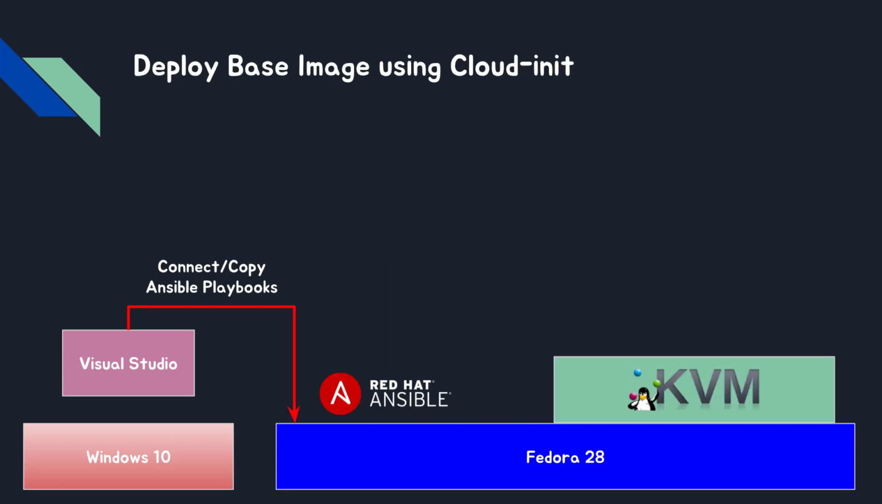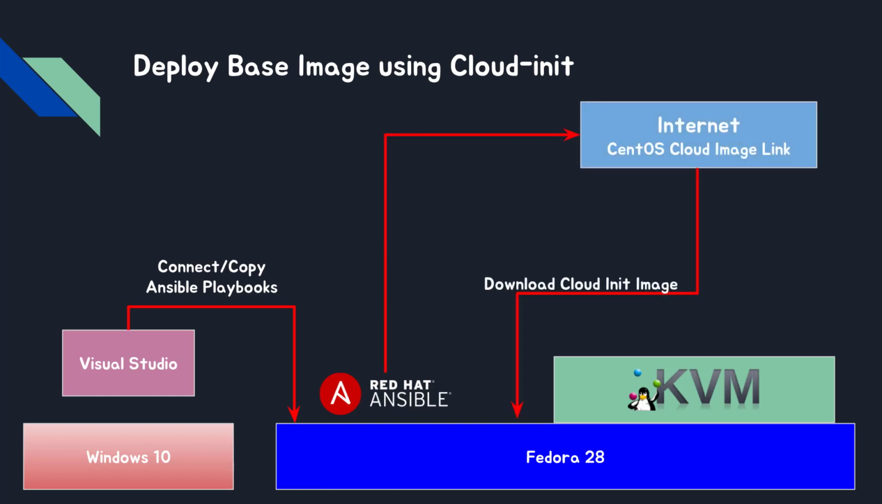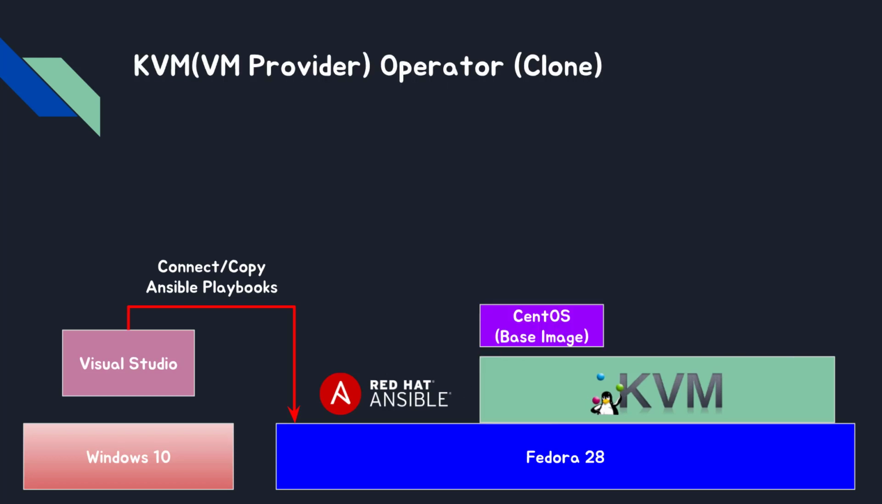After that, we will deploy the base image using Cloud-init. As I told you, there are Windows 10 and Visual Studio. The steps are exactly the same as before. On the Fedora 28, now we have KVM. So to deploy the base image, we will connect to the internet to download the CentOS Cloud image under the storage pool. Then the Ansible playbook will deploy that image on the KVM. So we have CentOS now.